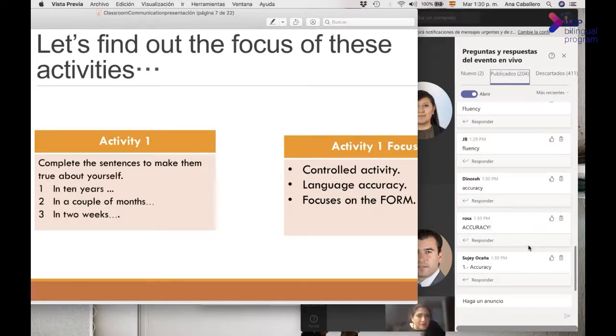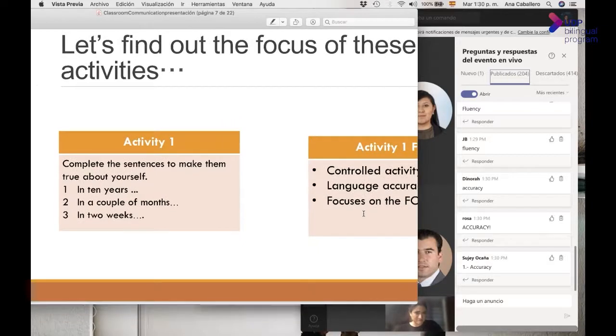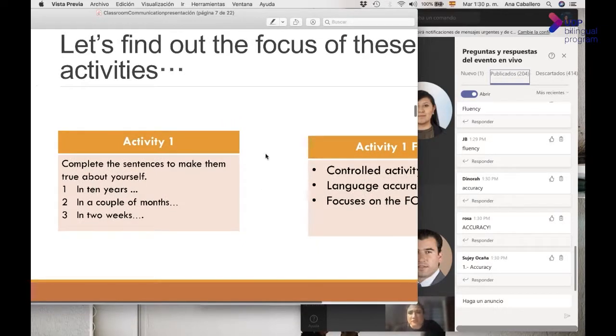I'm going to accuracy. Yes, Rosa Dinora. Suhei, yes, accuracy. Then we have another activity. Are you ready? Come on.